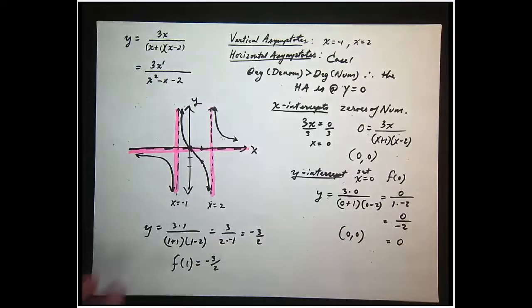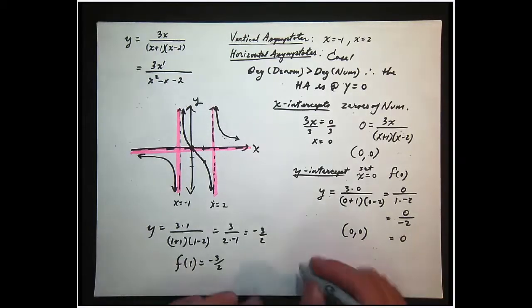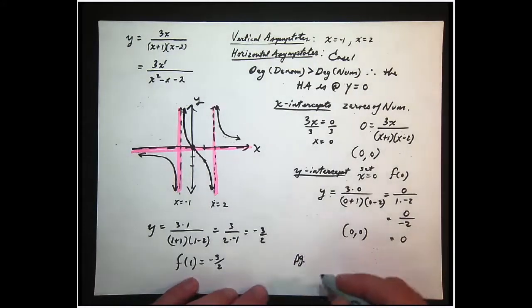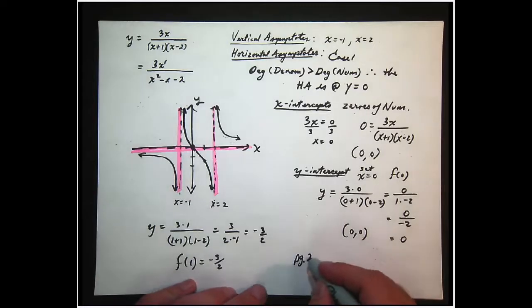But you got to know a few things. Especially you need to know the behavior of graphs of rational functions near the vertical asymptotes and near the x-intercepts. So look at those rules. Again, those are on pages 268 and 269. Check those out.